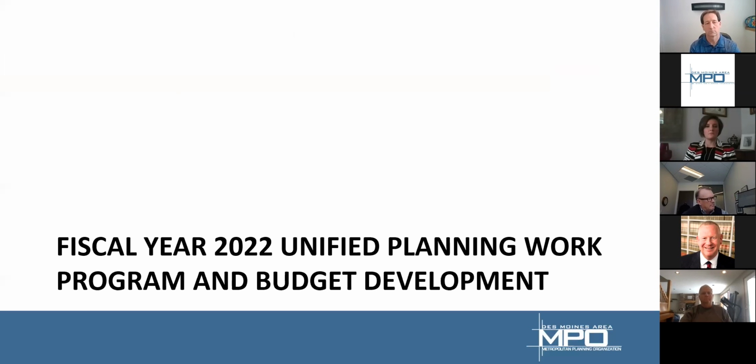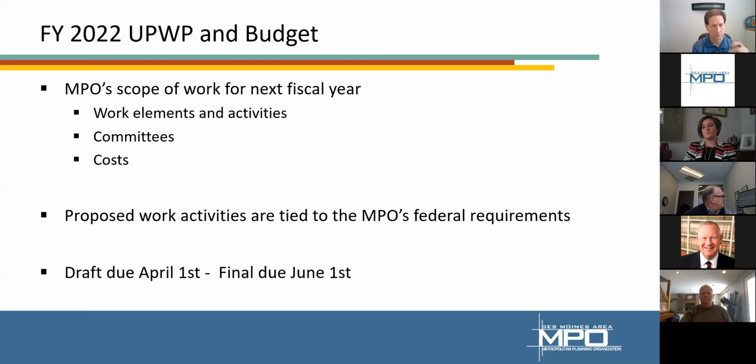All right. Item number 13 is report fiscal year 2022 Unified Planning Work Program and Budget Development. Dylan. Thank you. So we'll continue talking about budget related things here. Just a reminder, if you go to the next slide, Gunnar, the draft is due April 1st with the final due June 1st. So what we'll talk about today is more the budget side of things.